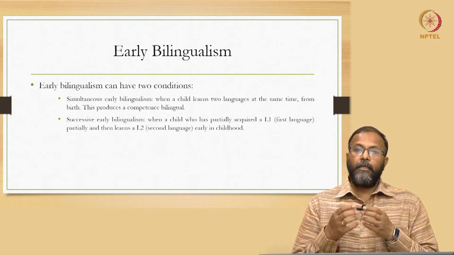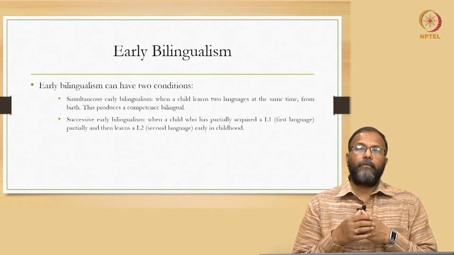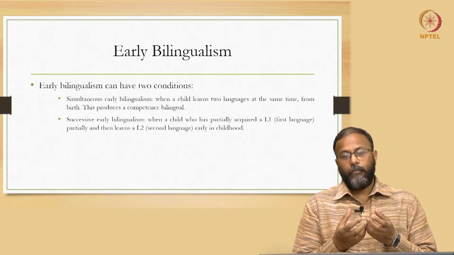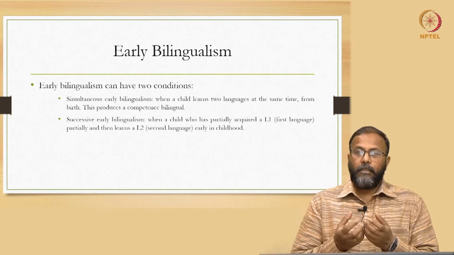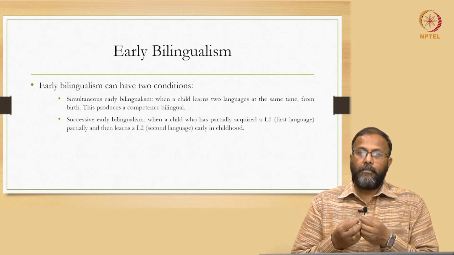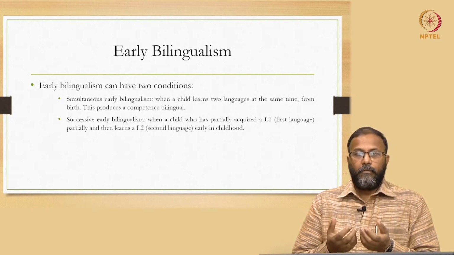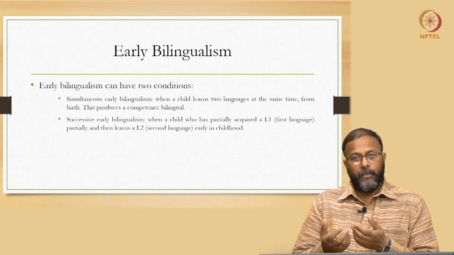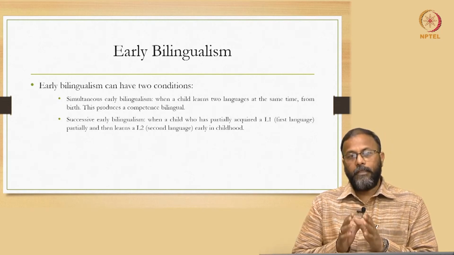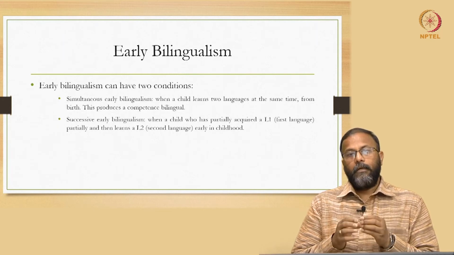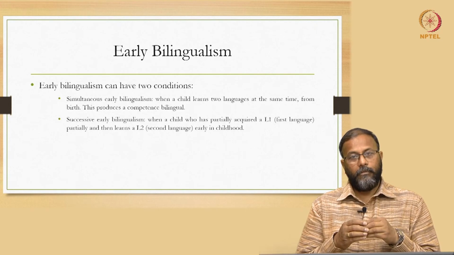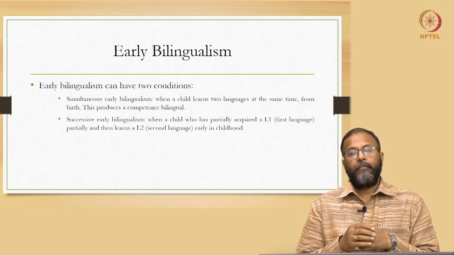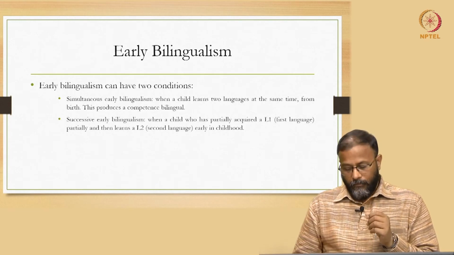Why? Because the acquisition of the first language is not still complete. So partially acquired, not still complete, and the child has access to the other language. So it will be successive early bilingualism, but enriched, and with better access to the linguistic resource as compared to those of the late bilinguals, right.